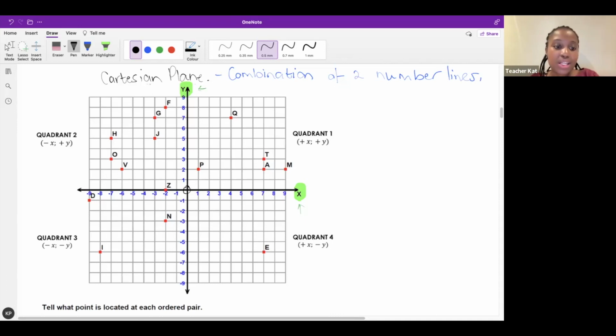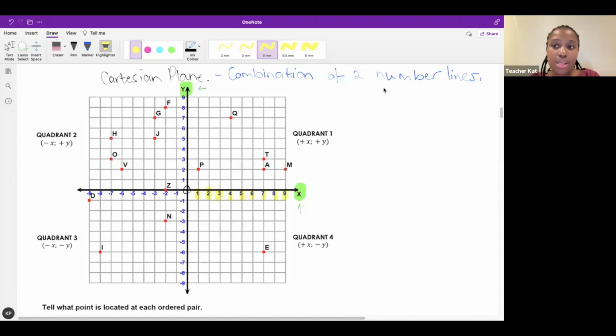When we look at, let's start with the horizontal number line, that is the x-axis. We call it the x-axis. When we start from the middle going to the right, that is where all my positive numbers are. If you look here carefully, you have 1, 2, 3, 4, 5, 6, 7, 8, and 9. And then we have an arrow at the end of the side.